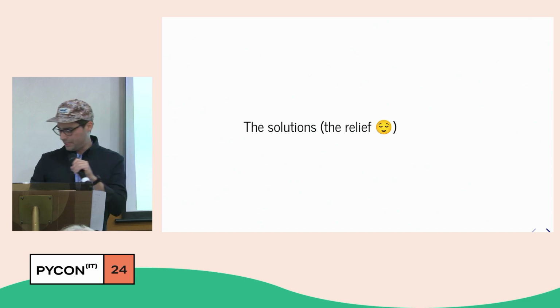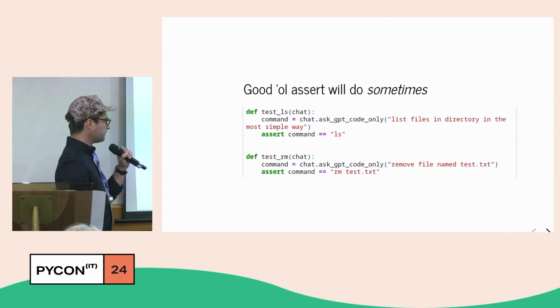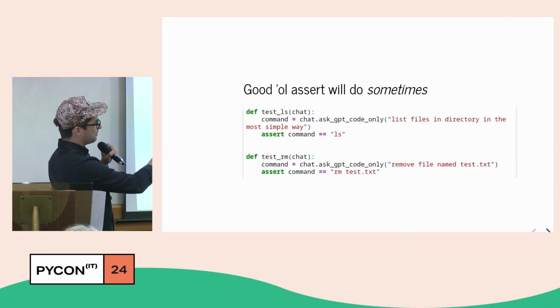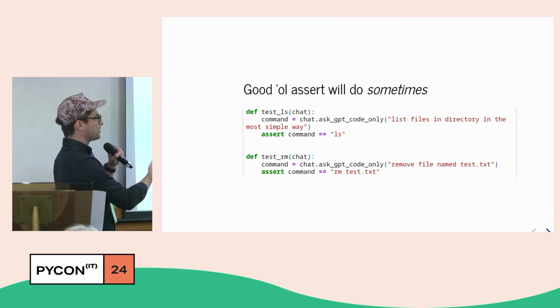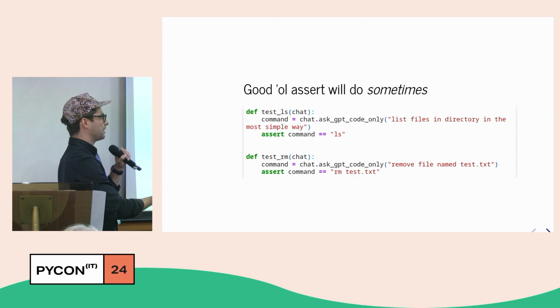Okay, so the very first tool anyone who did any software testing ever used is just asserting. Those tests are taken straight from my CLI Gen project. It's as simple as that. So I'm just asking to list files in a directory in the most simple way, and I expect my tool to respond with ls. There is no other answer that I would expect that would be okay.